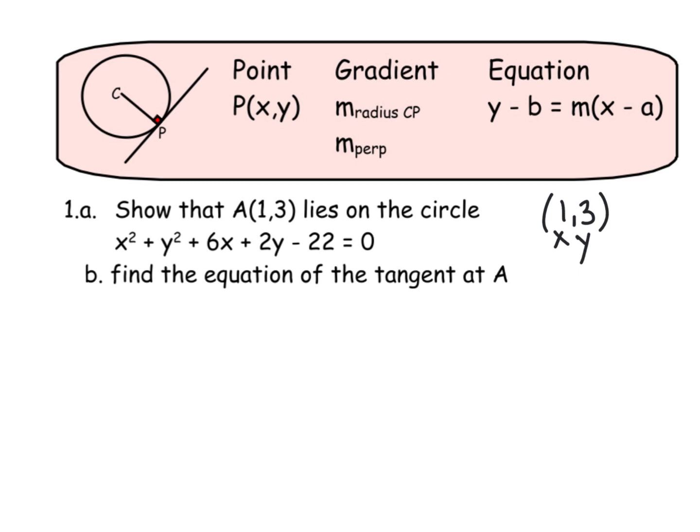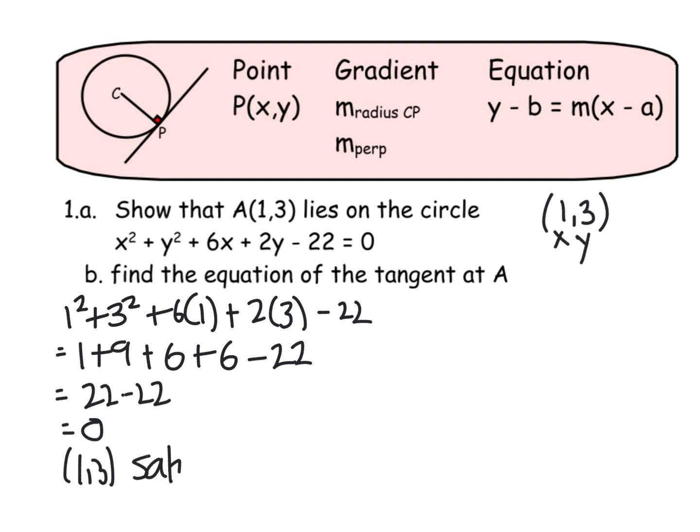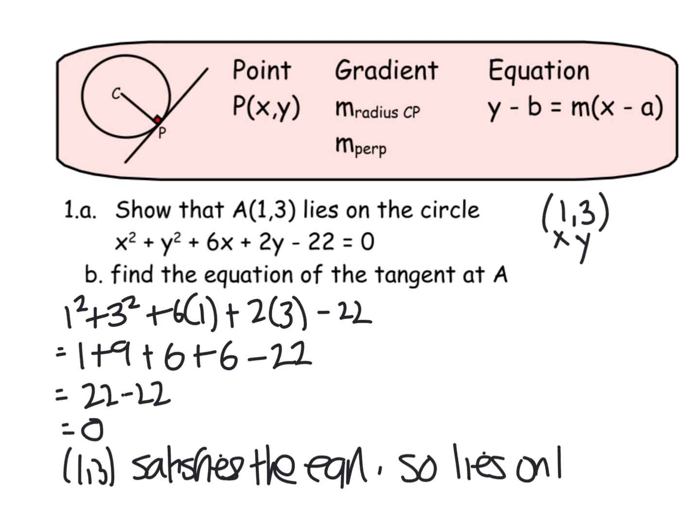So x becomes 1, so we've got 1 squared plus 3 squared plus 6 times 1 plus 2 times 3, take away 22. So we've got 1 plus 9 plus 6 plus 6, take away 22. So you've got 10 plus 12 is 22, take away 22, which equals 0. So you can then say that point (1, 3) satisfies the equation, so it lies on the circle, or on the circumference.